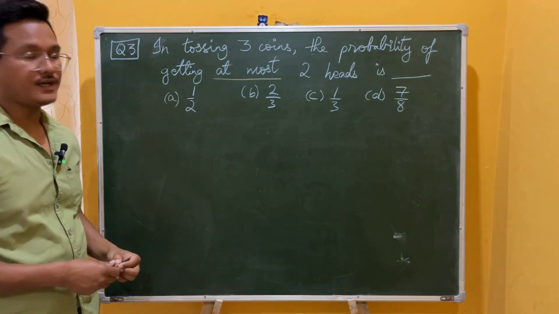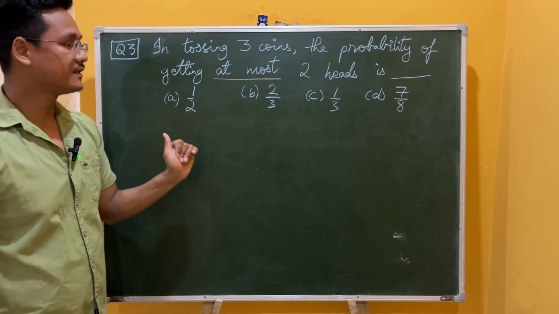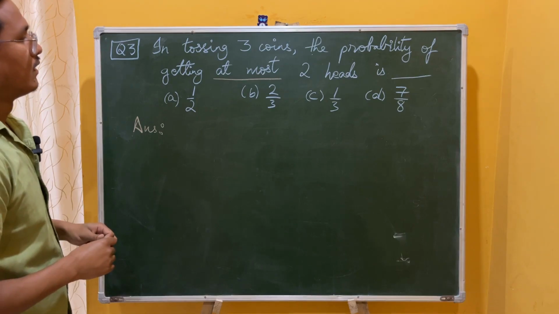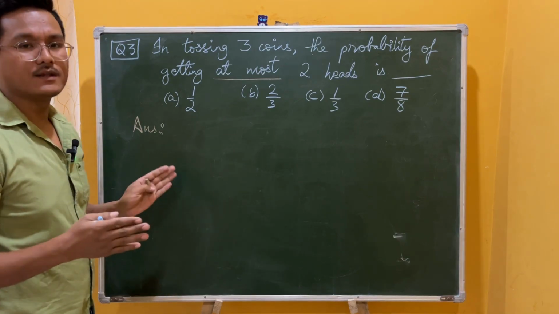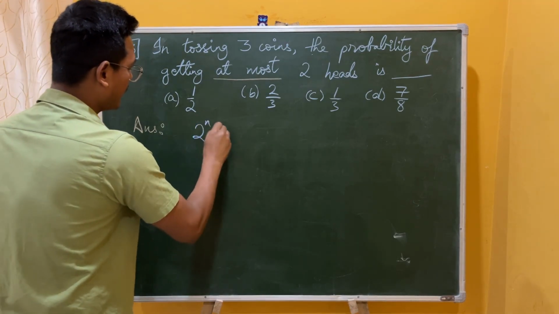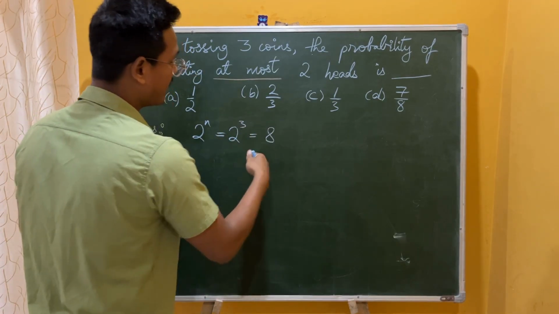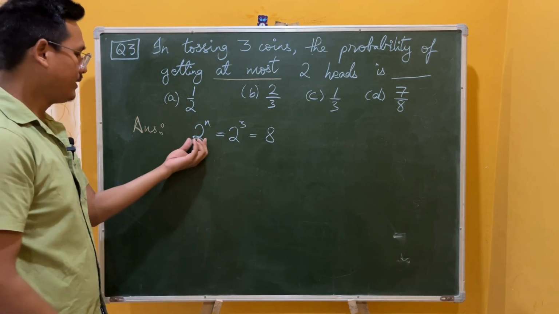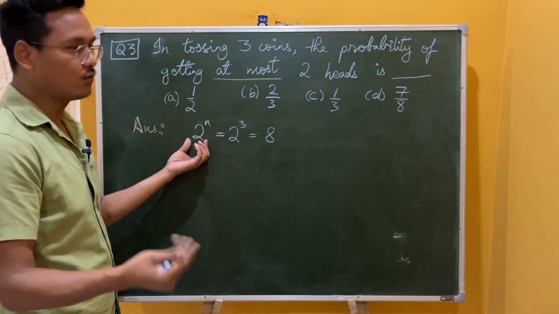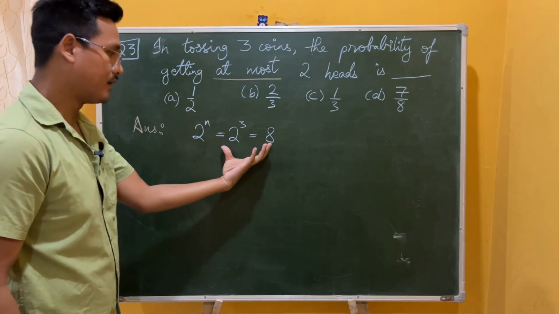Okay, let's solve question number 3. It says, in tossing 3 coins, the probability of getting at most 2 heads is, let's find the answer. So how many elements do we get in the sample space if we toss 3 coins? The formula is 2 to the power n. Here n is 3, so we must have 8 elements in the sample space. 2 means for each event of tossing a coin, you'll get 2 outcomes. So here we are tossing 3 coins, so that's why it's 2 to the power 3, and the answer is 8.